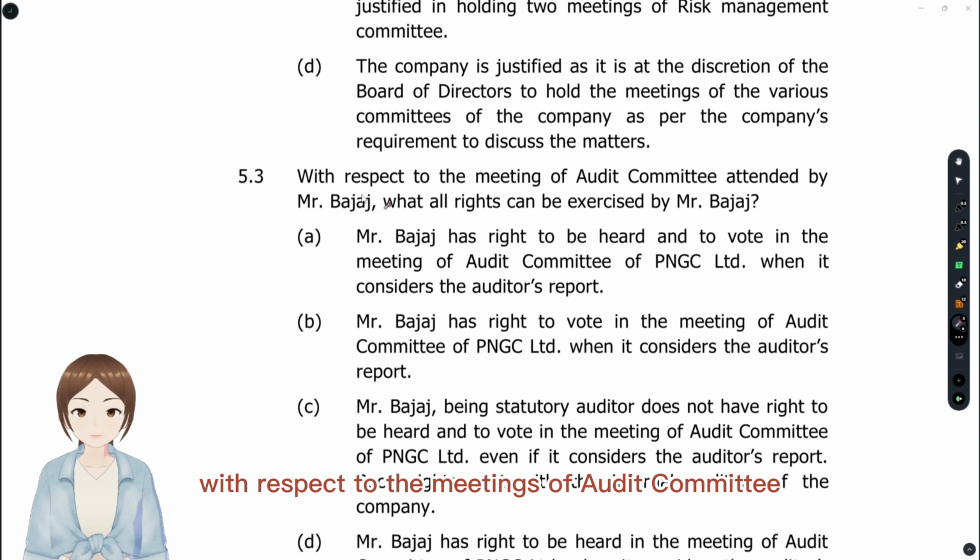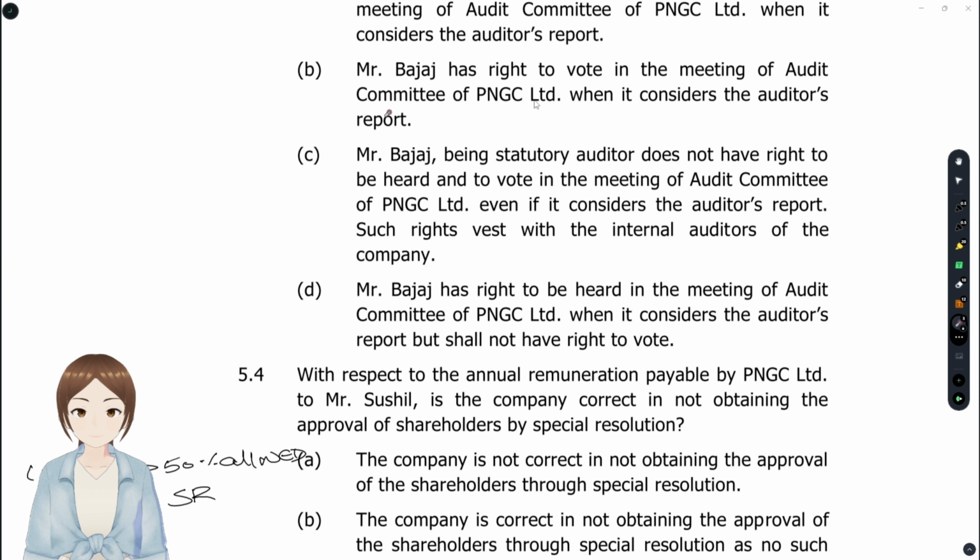With respect to the meetings of the audit committee attended by Mr. Bajaj, what rights can he exercise? He has the right to be heard, and not the right to vote. The auditor does not have the right to vote there. Bajaj has the right to be heard in the meeting of the audit committee when it considers his report, but shall not have a right to vote. Option D is the most appropriate answer.